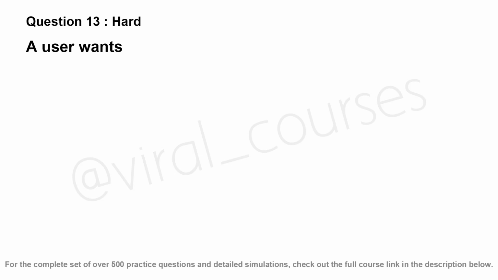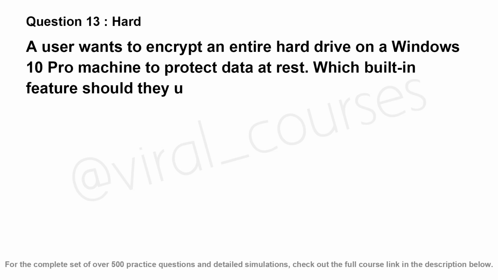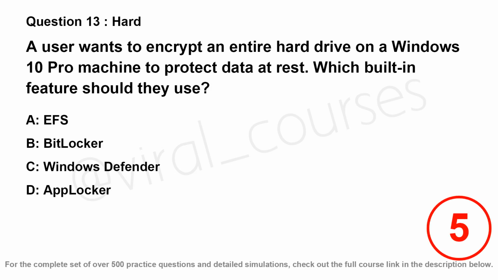A user wants to encrypt an entire hard drive on a Windows 10 Pro machine to protect data at rest. Which built-in feature should they use? Option A. EFS. Option B. BitLocker. Option C. Windows Defender. Option D. AppLocker.